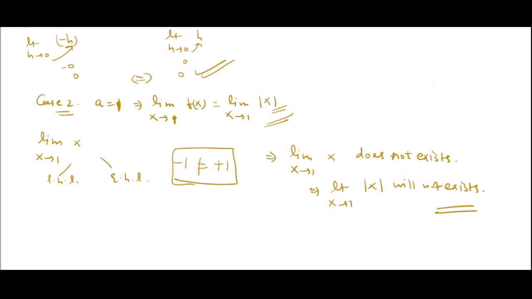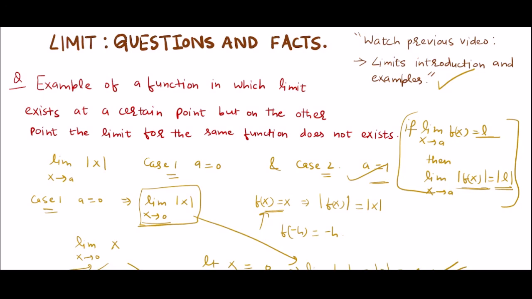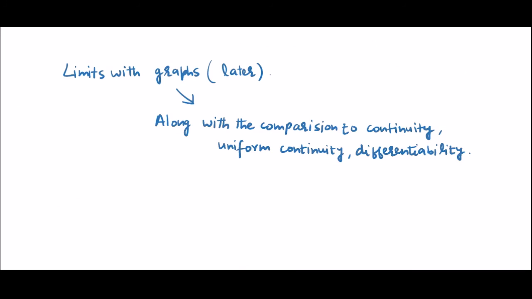So we can see that the same function whose limit exists at x equals 0 does not exist at x equals 1. With the help of these concepts, questions and facts, we can easily think about the answers for questions like when do we find a limit, when do we use a limit, what are the formulas of a limit, and many more. However, if you have any other questions different from these, then you can write them in the comment box below and those questions will get answered soon. We will do limit with graphs topic later, along with a comparison to continuity, uniform continuity and differentiability.